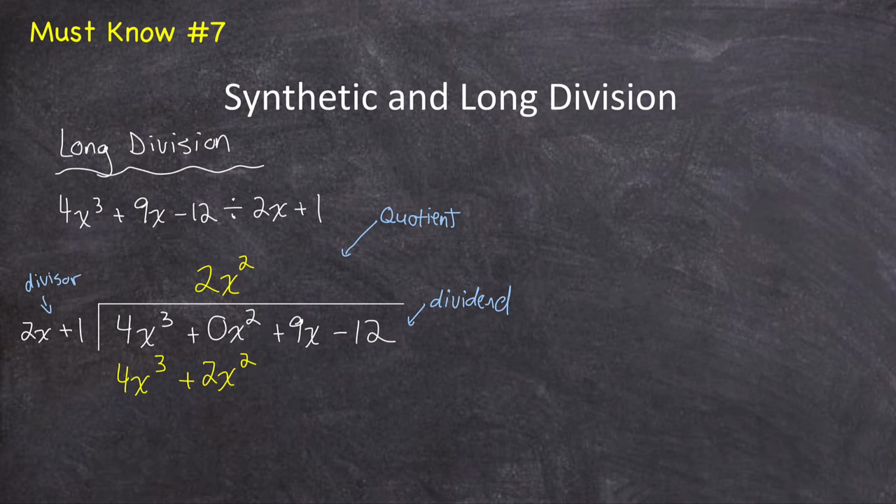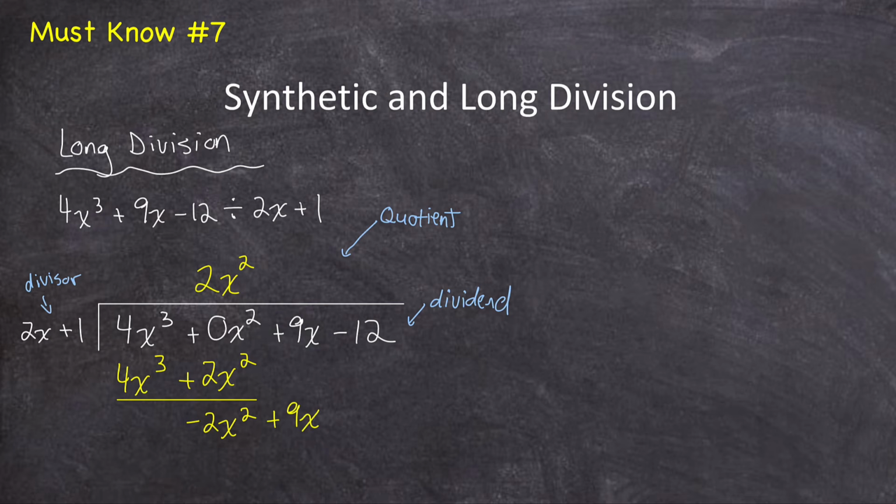And what we do is we subtract the like terms that are in our dividend. The first pair of terms should cancel out if we've done things properly. 4x cubed minus 4x cubed is 0. And 0x squared minus 2x squared is negative 2x squared. We can then bring down the next term in our dividend. We can actually bring down all of the terms that we have left in the dividend if we want, but we're only going to need one more for the next step, so I'll bring down the 9x for now.